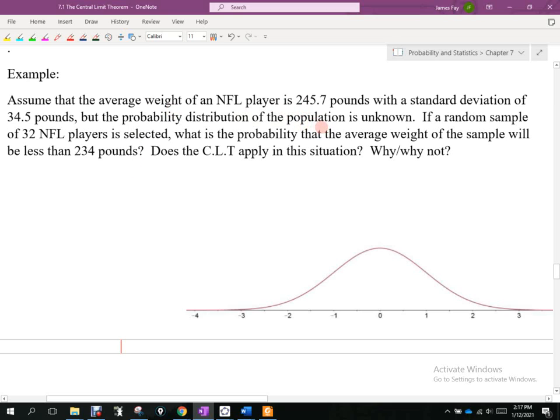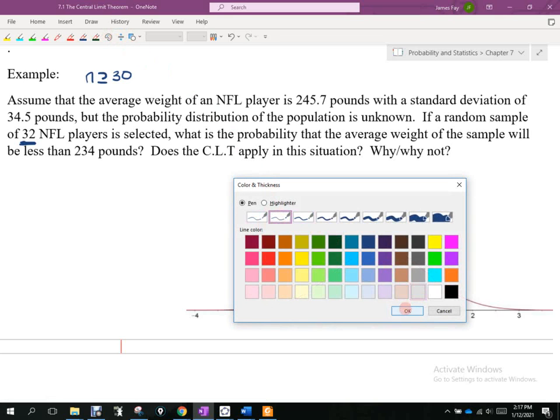So that's a problem for us unless we take sample sizes that are big enough, right? It says if a random sample of 32 NFL players is selected, is that a big enough sample? Is 32 big enough for the central limit theorem? What does n need to be? N has to be greater than or equal to what number? 30. Okay. Because 32 is bigger than that, we're good to go.